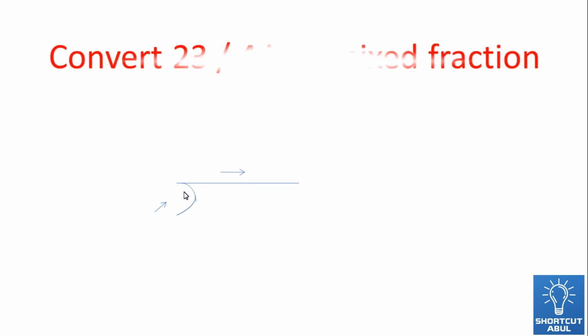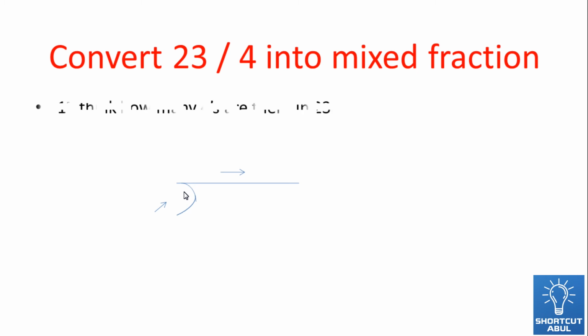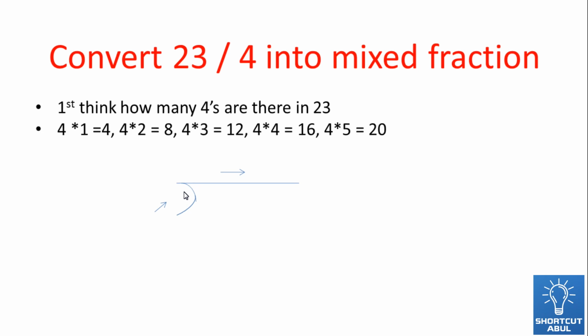The next question. Convert 23 by 4 into mixed fraction. Now you have to think how many 4s are there in 23. 4 1s are 4, 4 2s are 8, 4 3s are 12, 4 4s are 16, 4 5s are 20. Now you have to subtract this 20 from 23. What is 23 minus 20? The remainder will be 3, right?